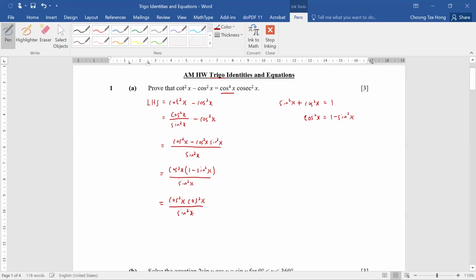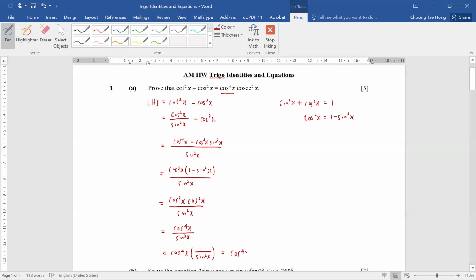Okay, so we are almost there. Now we have cosine power 4x over sine square x. Only one thing needs to be done. If you agree with me, the cosine power 4x divided by sine square x can also be written in this form. 1 over sine square x, you should recall, actually equals cosecant square, since 1 over sine is cosecant. So you have technically shown it already.